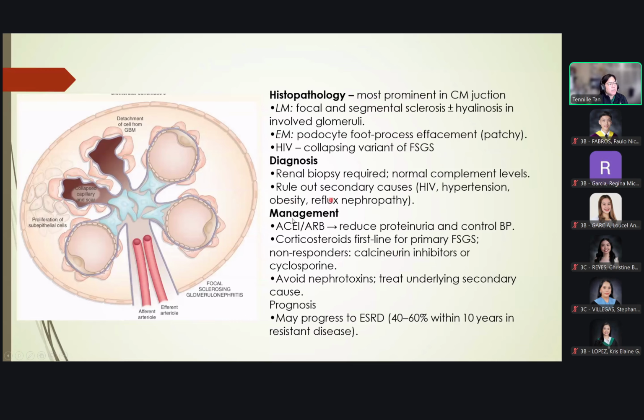So management, again, ACE inhibitors and ARBs to reduce proteinuria and control the blood pressure. Corticosteroids are first line for primary FSGS. However, for non-responders, they might consider other immunosuppressants, including calcineurin inhibitors or cyclosporine. We need to have them avoid any nephrotoxins, and then we have to treat the underlying secondary cause.